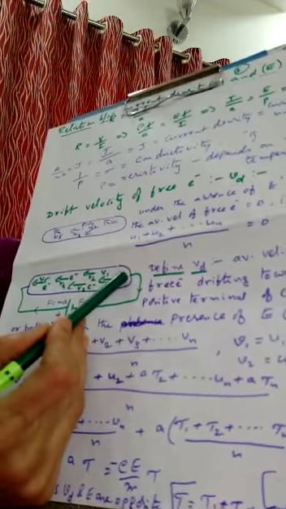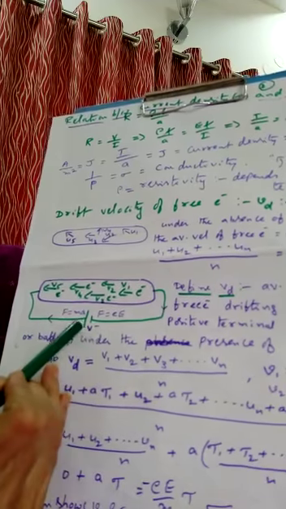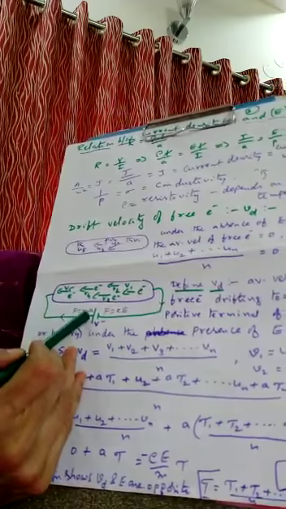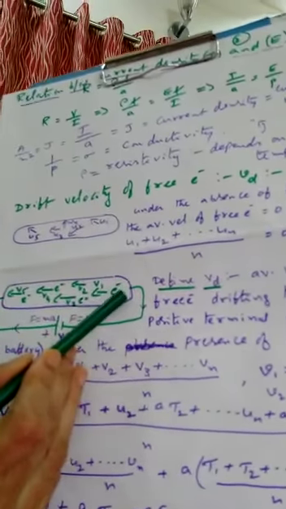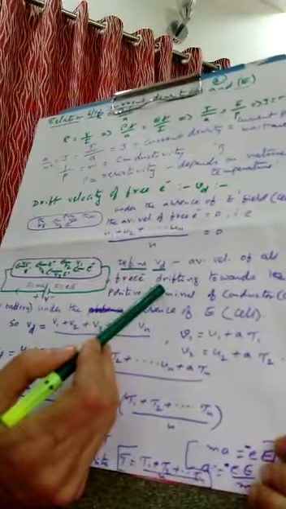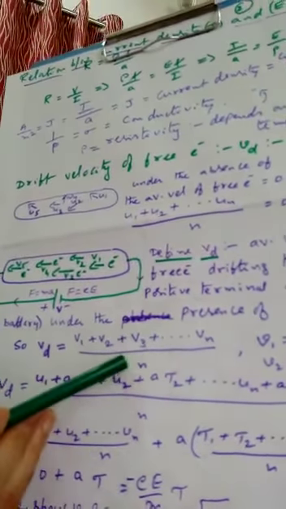Let us find out the expression for drift velocity. For that, let us take a conductor connected to a cell or battery. Electrons are moving towards the positive terminal of the battery. Current is flowing from positive to negative, while electrons are moving from negative to positive here. Just now we have defined drift velocity. We know drift velocity is equal to V1 plus V2 and so on, Vn upon n.